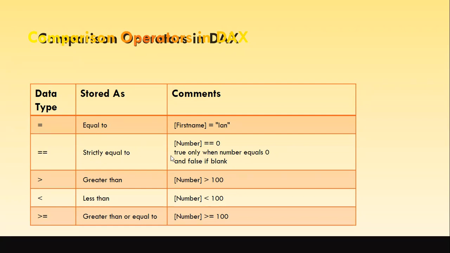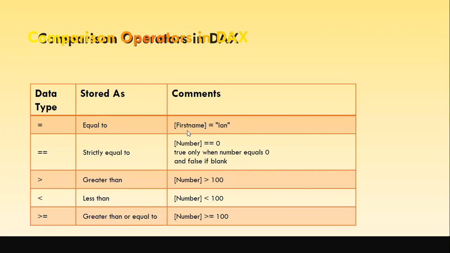This one will be true only when number equals 0. So let's say you have 0 here. 0 is equal to 0, right? Then it will return true. And if it is a blank, it will return false. For example, in this column, you have a blank value. So blank, you are comparing with 0. Both of them are not the same, hence it will return false.